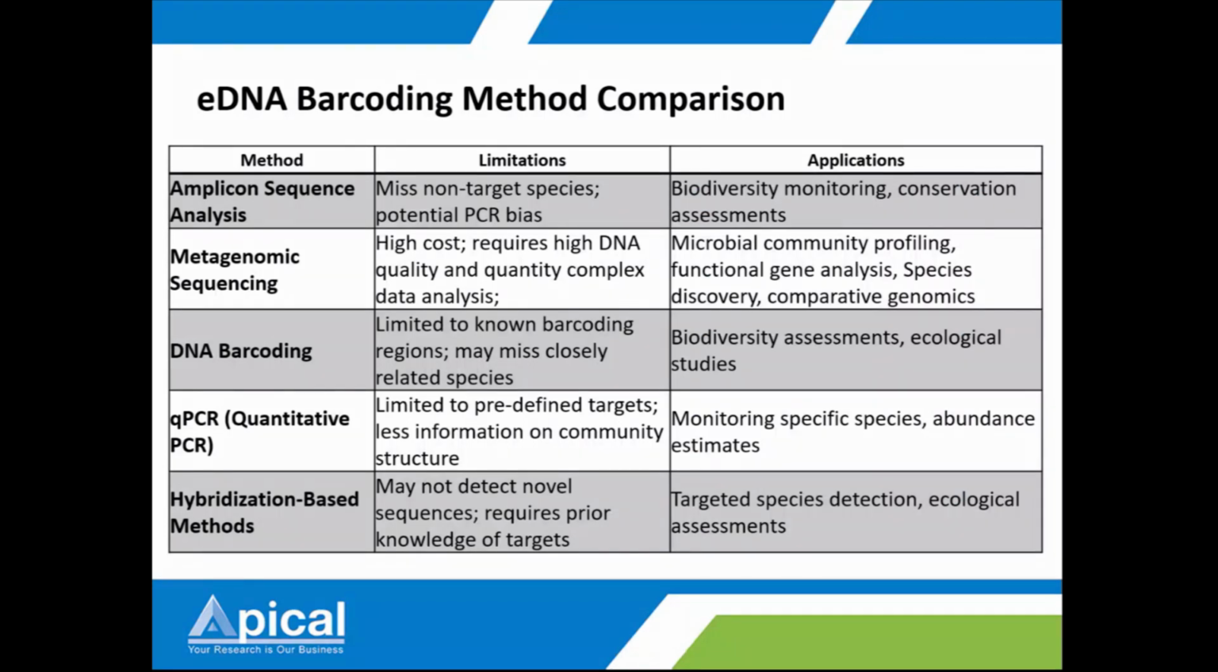Right. Let's move on to the limitation and also the application for this eDNA barcoding. For the limitation of amplicon sequence analysis, your primer might miss the non-target species, like I mentioned earlier. If you're looking for fish, you might end up missing other organisms like crustaceans inside the seawater. Also there might be a potential PCR bias, because you have to PCR your sample, so PCR bias might be introduced if you don't carefully run the PCR process.